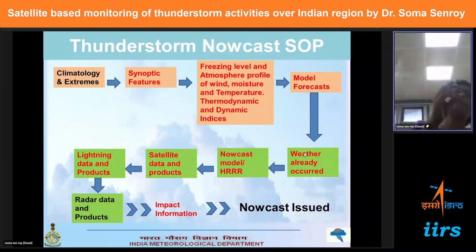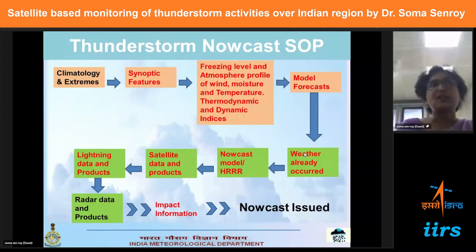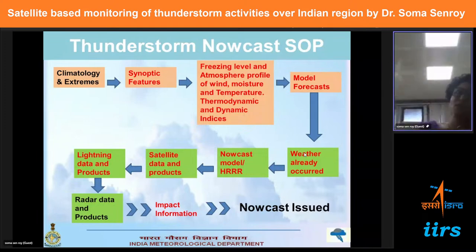Here you will see I have marked many of these blocks. Inside the blocks, the writing is in red, which indicates which of these is very much dependent upon satellite data. Synoptic features, I just showed you an example of a western disturbance. Freezing level, your sounder-based T-phigram, where you have no radiosonde data, you can extrapolate, take the systematic bias into account, and get an idea about the freezing level.